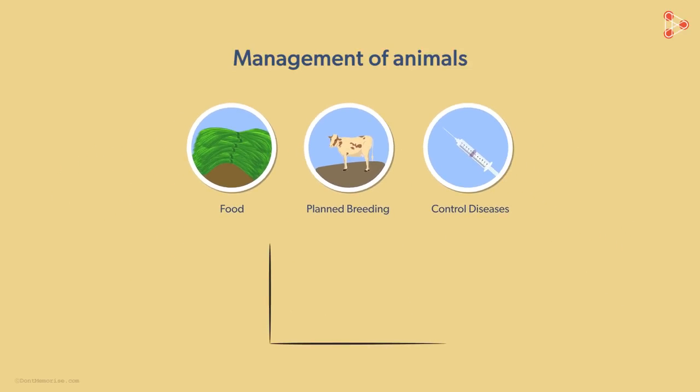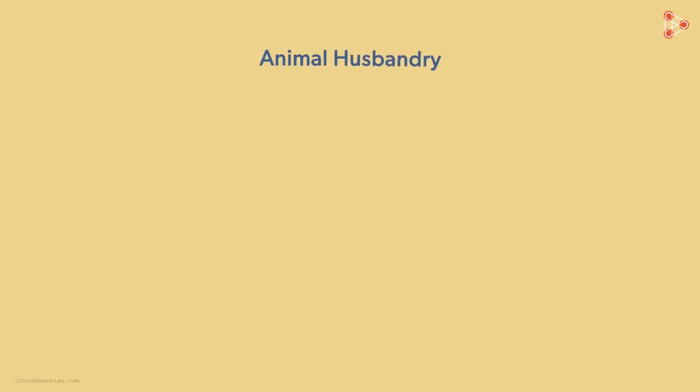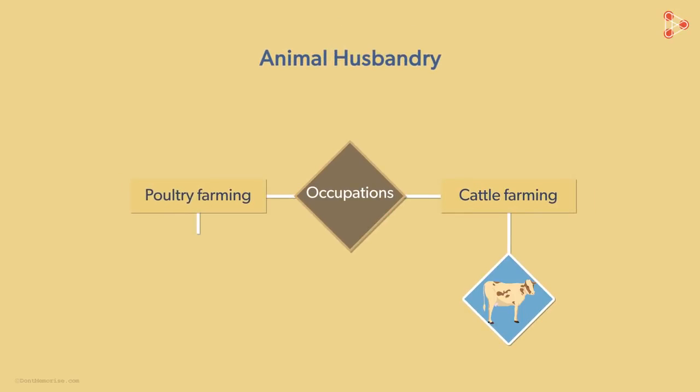As we know, the population of humans is on the rise. It is necessary to provide food for their needs. Animal husbandry takes care of the growing needs of the population to a large extent. Animal husbandry includes different types of occupations like cattle farming, poultry farming, and many more. We will study a few in the lessons that follow. In this lesson, we will look at cattle farming.